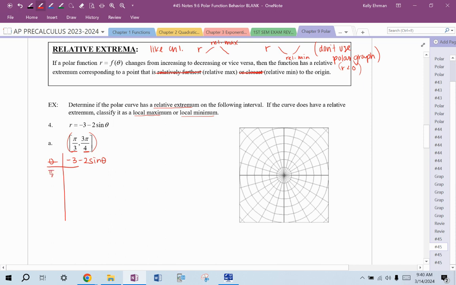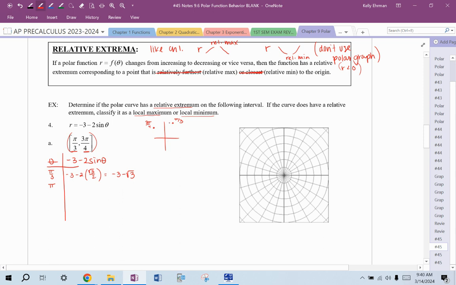So we're going to start with pi over 3, and we get -3 minus 2 times the sine of pi over 3, which is radical 3 over 2. So this is -3 minus radical 3. Not a nice value, but again, we don't have to graph, so we don't care whether this is nice or not. The point is, this is negative. Okay? And then we're looking at what's next. We're on pi over 3 to 3 pi over 4, not pi over 4.